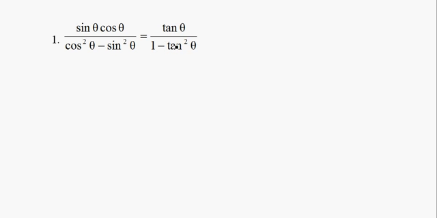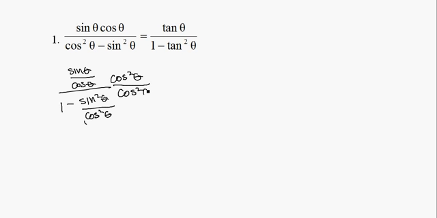Okay, so our more complicated side is the right-hand side, so I'm going to change everything to sines and cosines. So I have sine theta over cosine theta, all over 1 minus sine squared theta over cosine squared theta. Since I have a denominator in both of these, I'm going to multiply top and bottom by the common denominator, which is cosine squared theta over cosine squared theta.